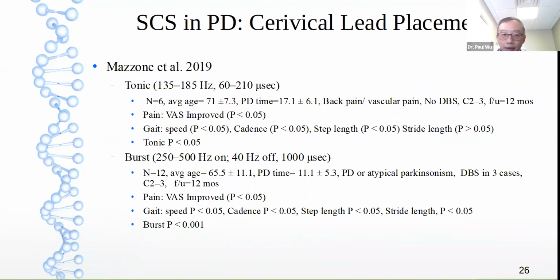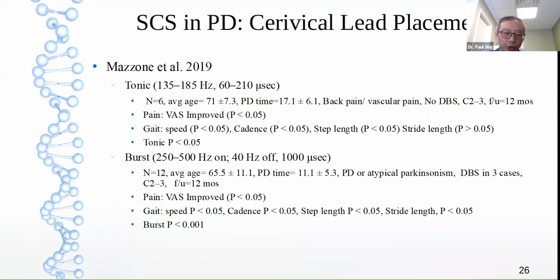This last study is a larger study, the largest study as yet. There are 2 groups, one for tonic and one for burst. The tonic group has 6 patients. The indication is for back pain and vascular pain. None of the tonic group had a deep brain stimulator. This is high cervical placement, with follow-up at 12 months. The pain has improved, which is significant. Gait also has improved, as did cadence and step length, except stride length, which is not significant. Overall, tonic stimulation shows significant improvement.